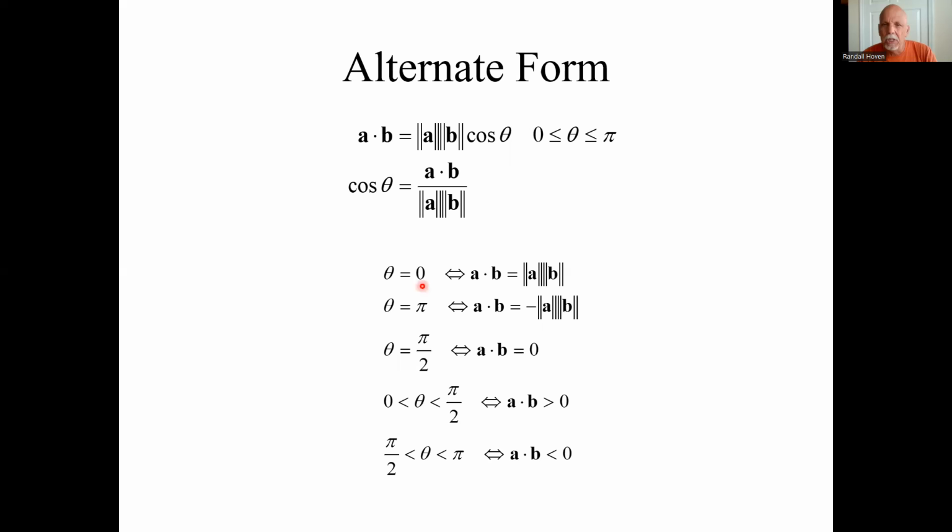If the angle between them is 0, then the dot product is just the product of their magnitudes. If the angle between them is pi, meaning they're exact opposite directions, it's just the negative of the product of their magnitudes. If that angle is pi over 2, meaning those guys are perpendicular, then the dot product is 0. And these notations mean if and only if, so it goes both ways.